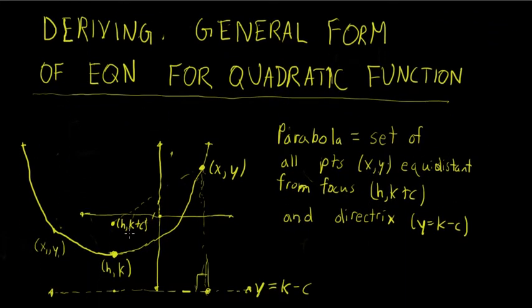Well, if you look at this graph here, the vertex is hk, but the focus is h comma k plus c, and the directrix is the line y equals k minus c. So it looks like c is the distance between the focus and the vertex, as well as the distance between the vertex and the directrix.